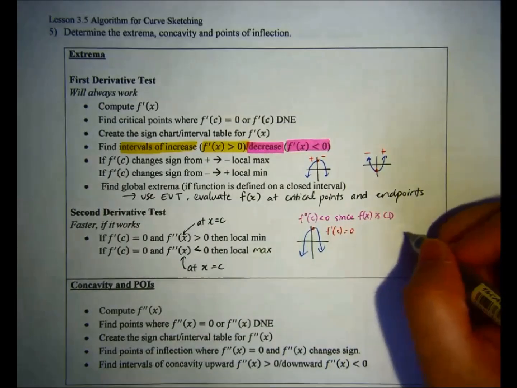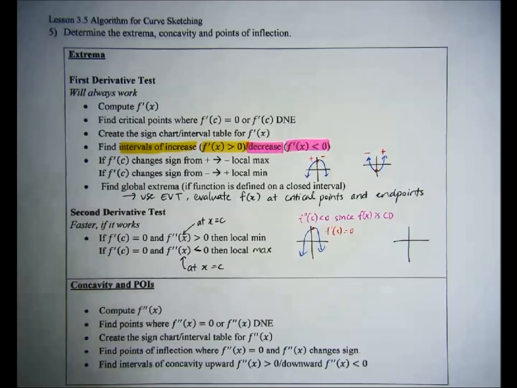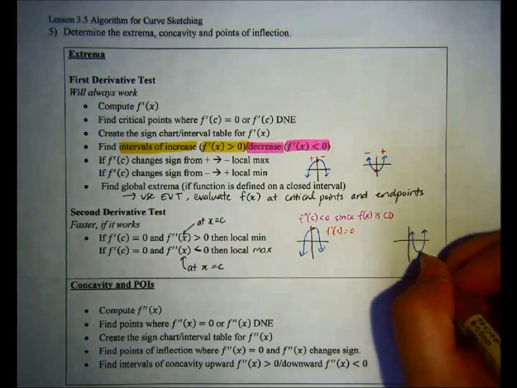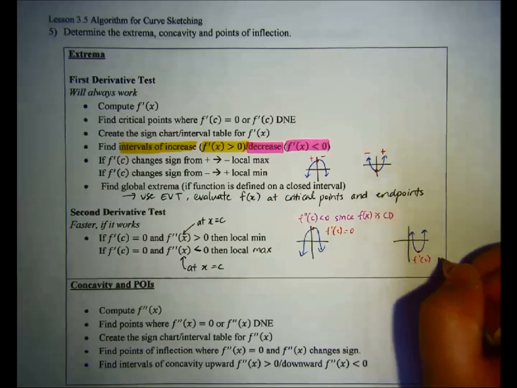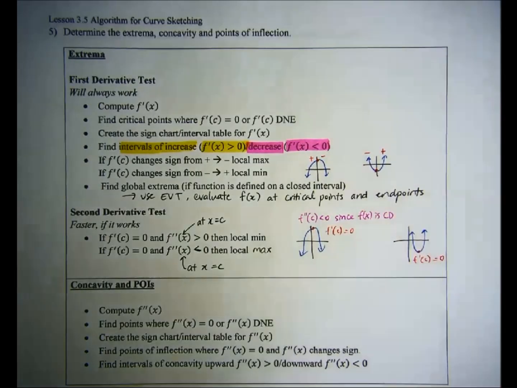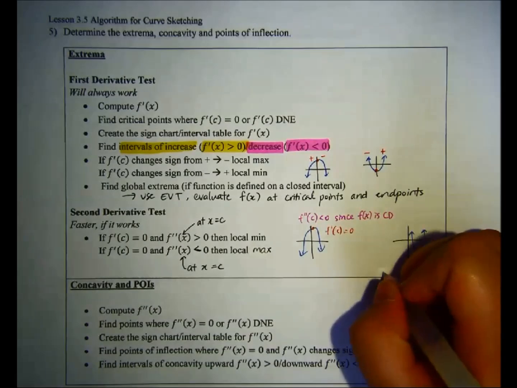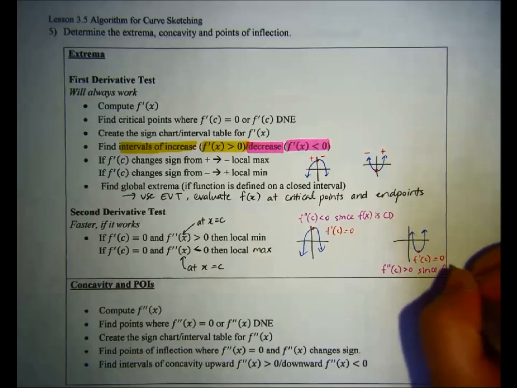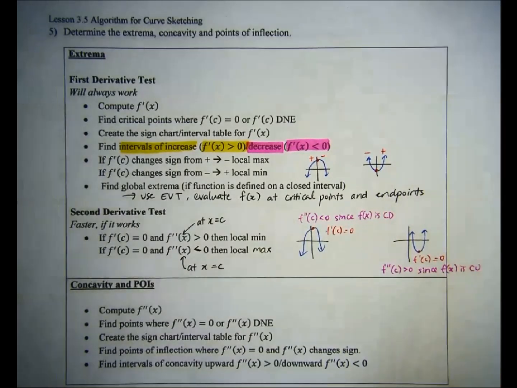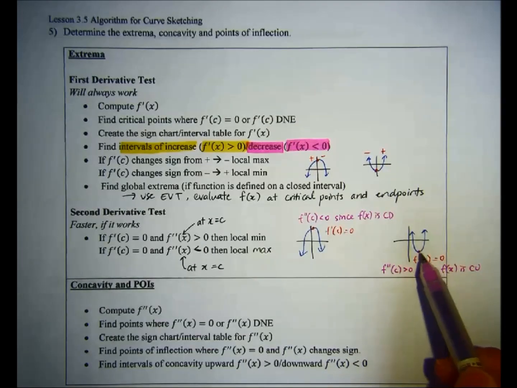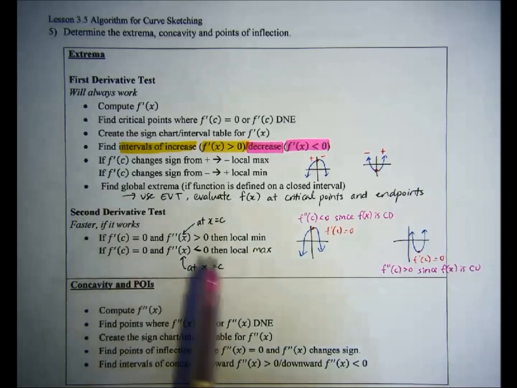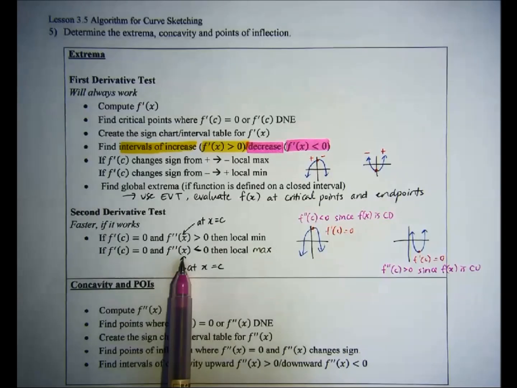And then for the other example, at x equals c, your f prime of c is equal to 0, but your second derivative is positive, and that means that your function is concave up. So put these two pieces together, and that's why you have a local minimum. Remember, the second derivative test fails if your second derivative is equal to 0, because in that case, you could have local extrema, or you might have a point of inflection.